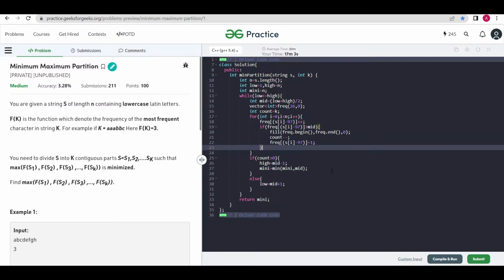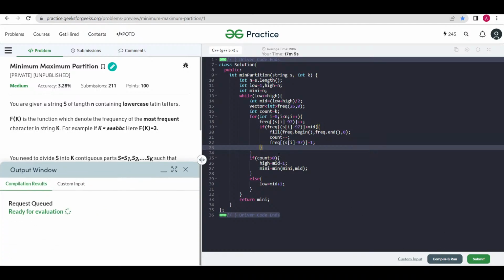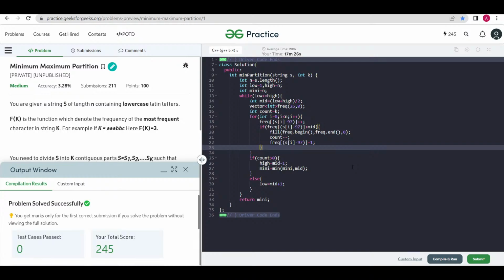So this is the kind of approach that we'll be following here. And yeah, let me compile this particular question. Yeah, for this particular question, our expected output and our output are the same, so let's submit it. Yeah, for submission also it is okay.